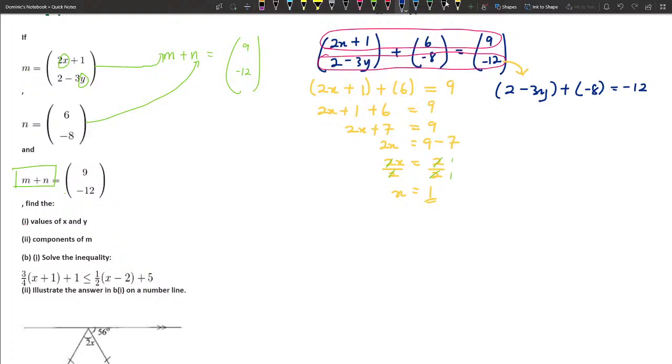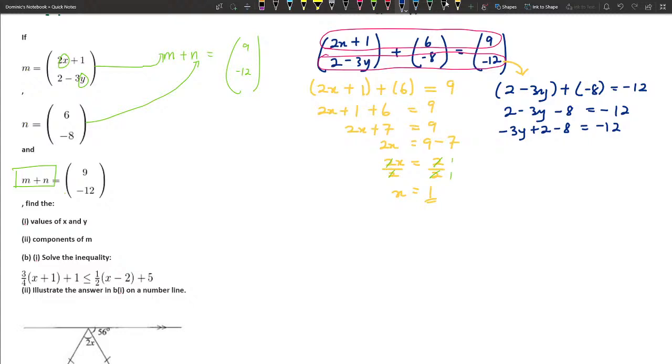Fantastic. So now we are going to get rid of the brackets, but we have to do it tactfully. This is addition and subtraction, so at the end of the day, it's going to be subtraction. So it becomes 2 minus 3y minus 8 equals minus 12. Once we have this, we are going to simplify. So we can state that negative 3y plus 2 minus 8 equals minus 12.